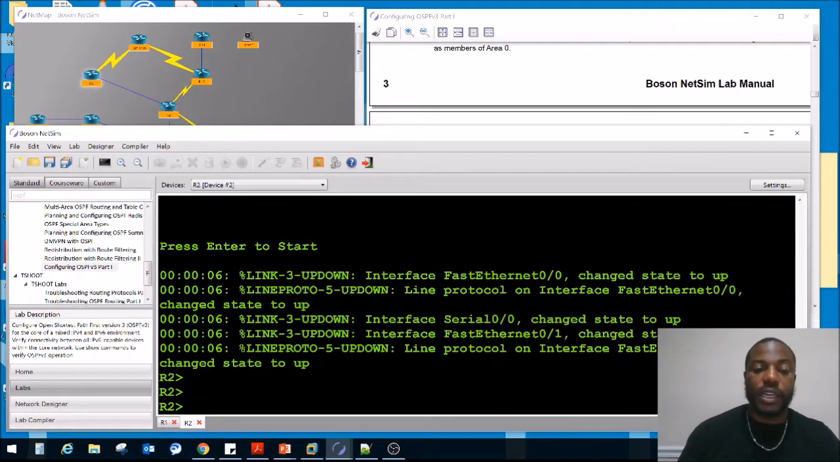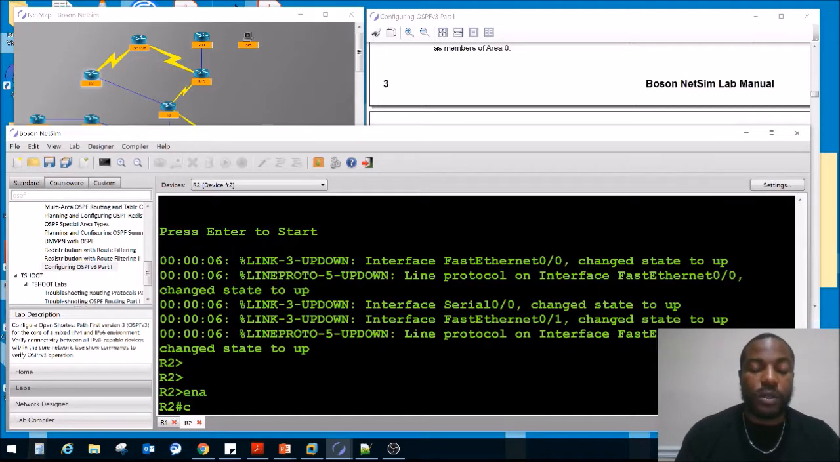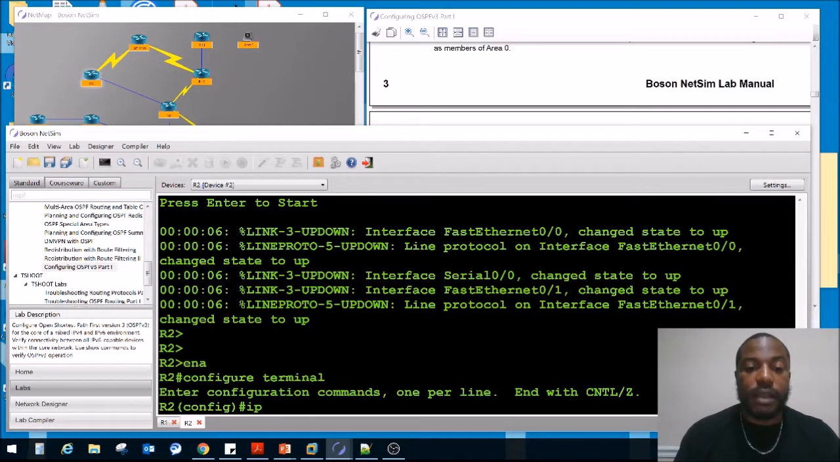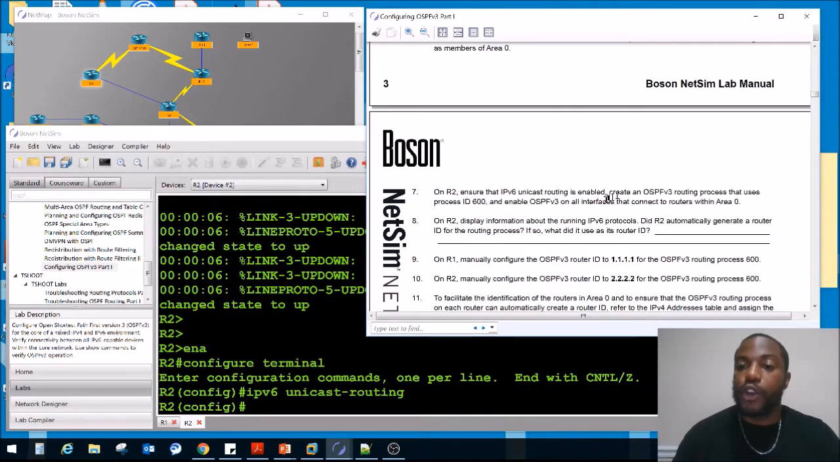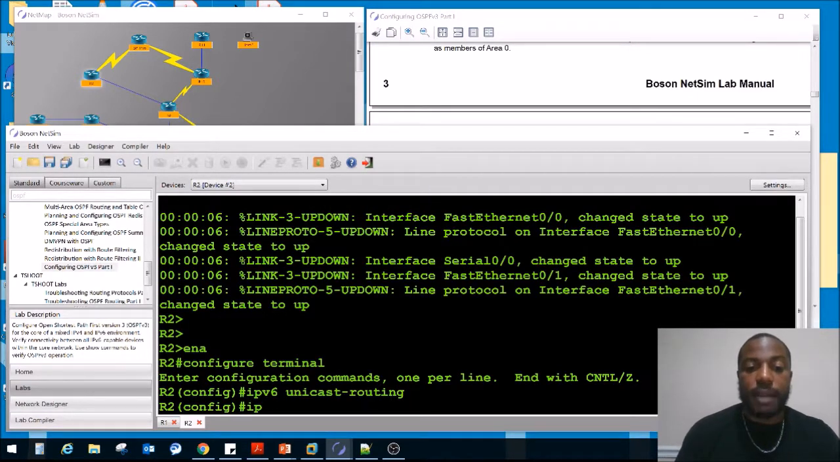Let's do that from the beginning. So we're going to go to privileged exec. Then we're going to go to global config mode. We're going to say IPv6 unicast routing. That turns on IPv6. Create an OSPF routing process that uses process 600. We said it was IPv6 router OSPF 600.